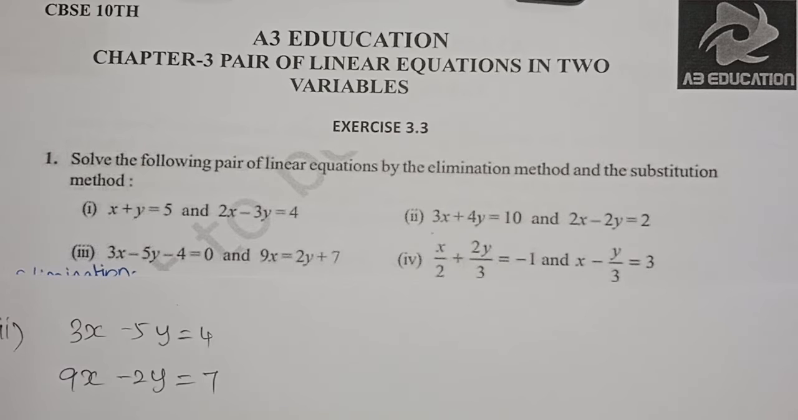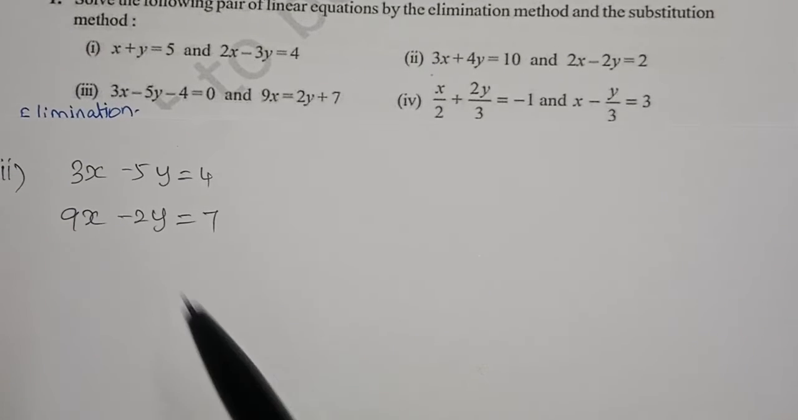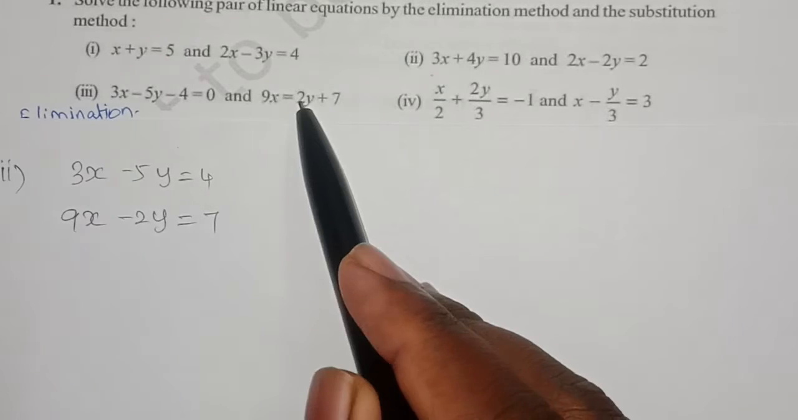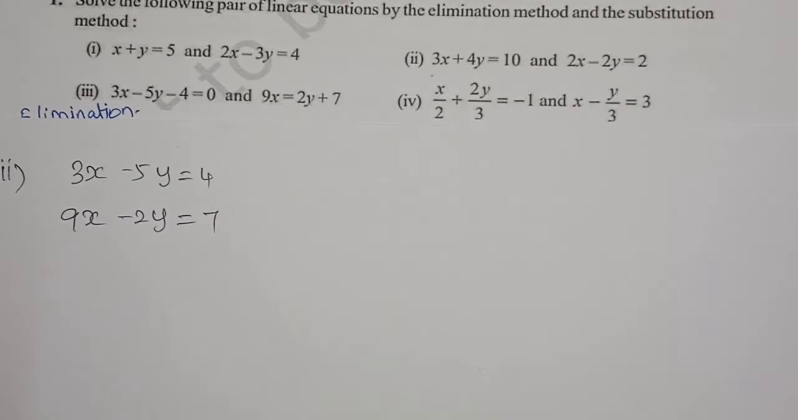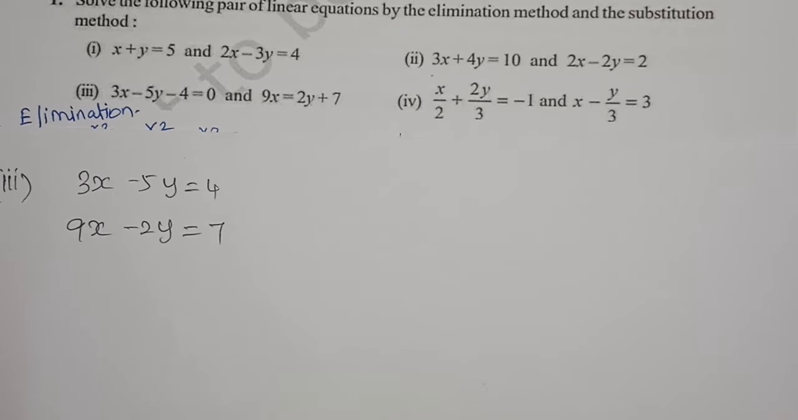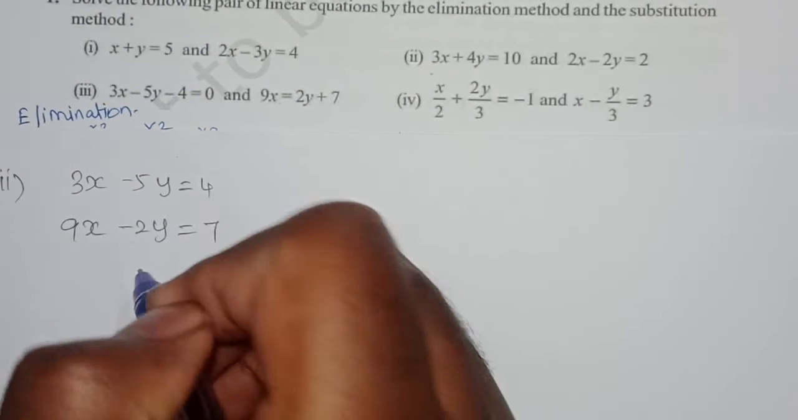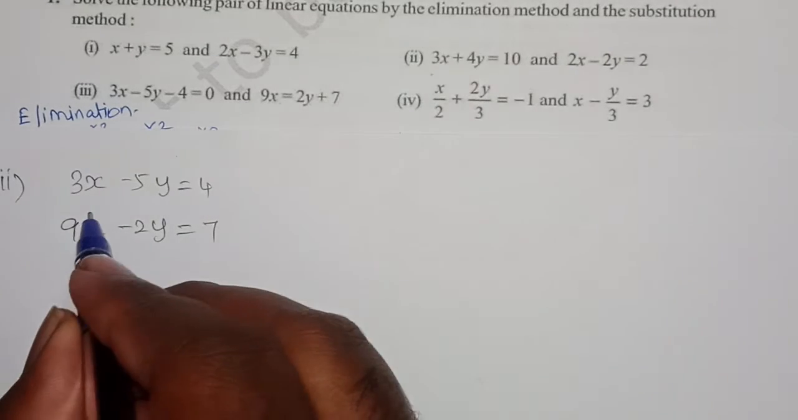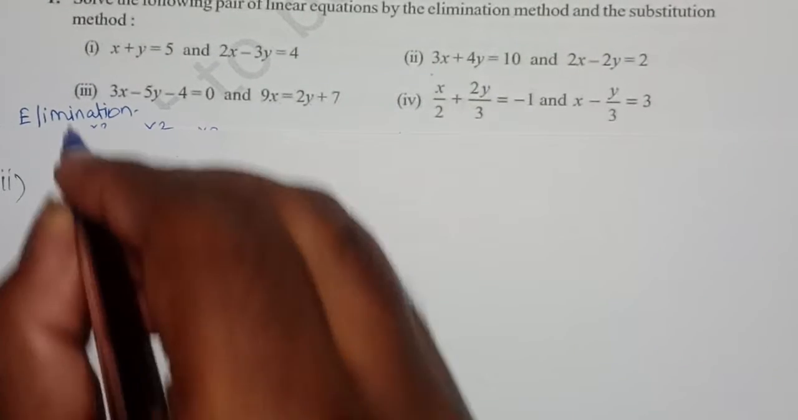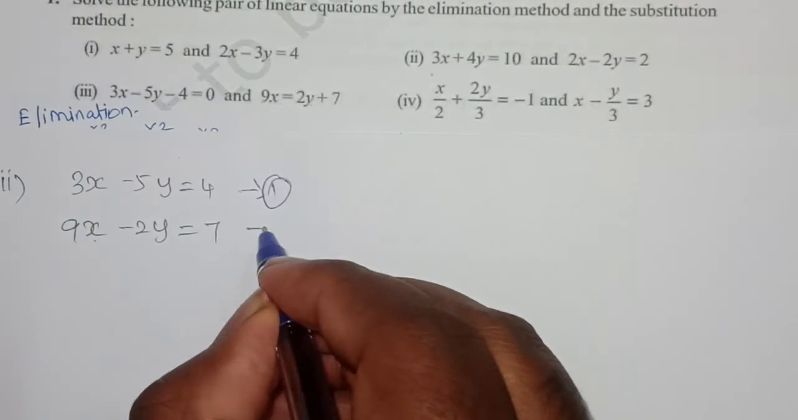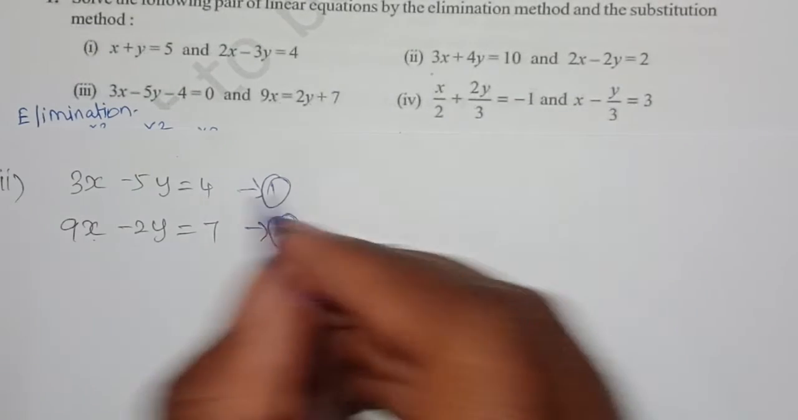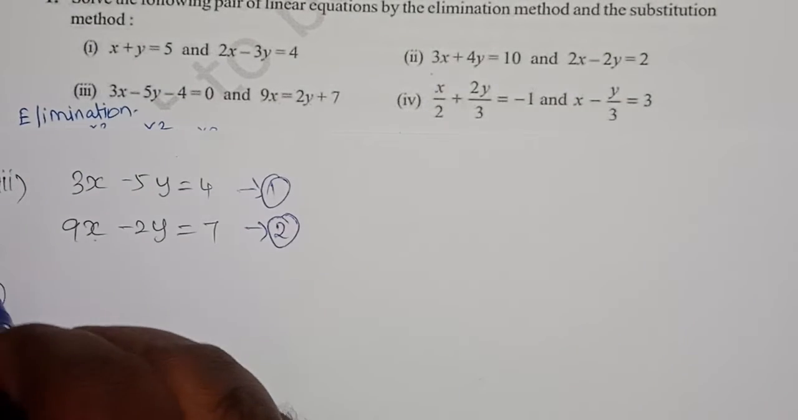In the third subdivision, we have rearranged minus 4 to this side and 2x to this side. We are going to continue by the elimination method. First step, we are going to use elimination. Therefore, for eliminating x, take it as equation number 1 and equation number 2. Multiply equation number 1 by 3.